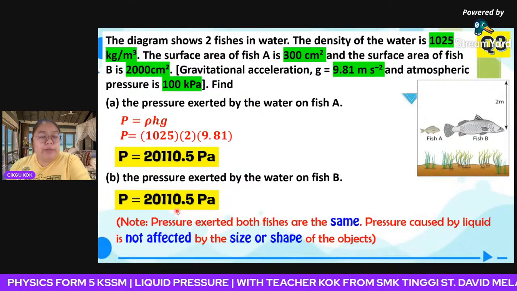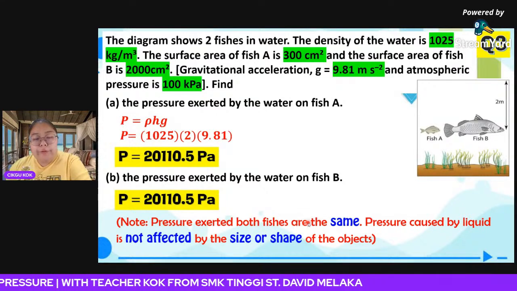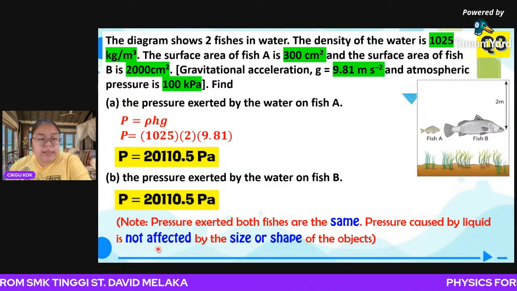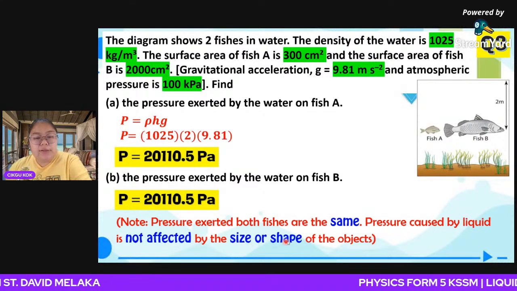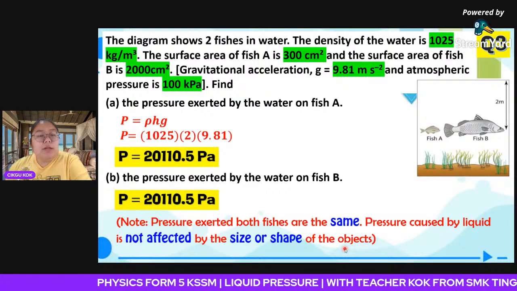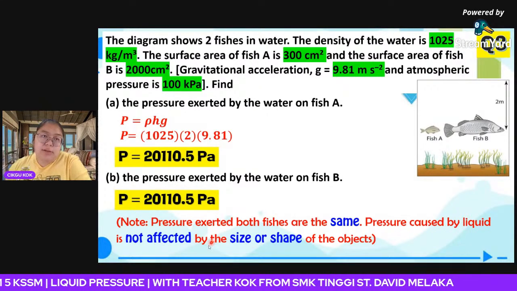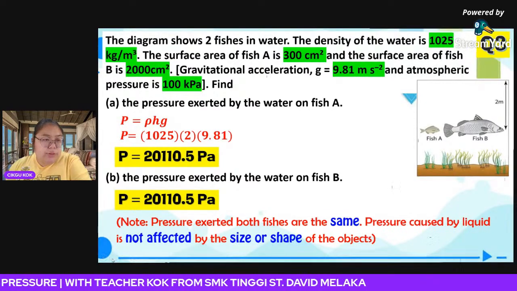Here got explanation. Pressure exerted on both fishes is the same. Pressure caused by the liquid is not affected by the size or the shape of the object. So if the level is the same, the pressure should be equal. So we don't care about the size, don't care about the area. Then we go to the C.